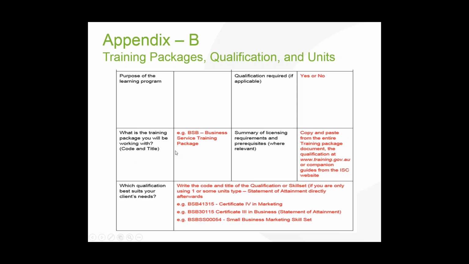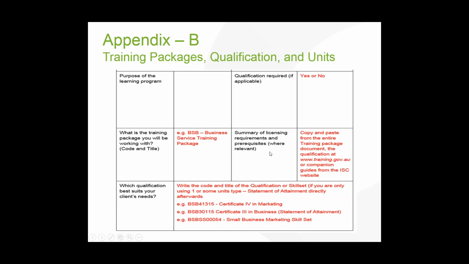You need to write the code and title of your training package, which you have selected for your customer, for your client. Of course, you are not going to train him for the complete training package, but you would get one qualification or one unit of competency from that training package. But we want the name and code of that training package here. Then we have this information, summary of licensing requirements and prerequisites where relevant.